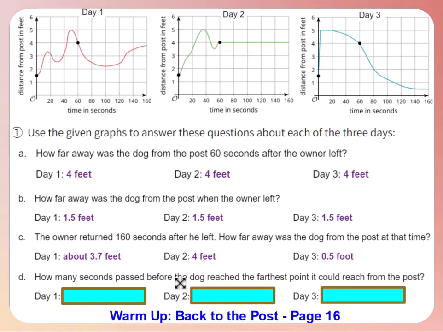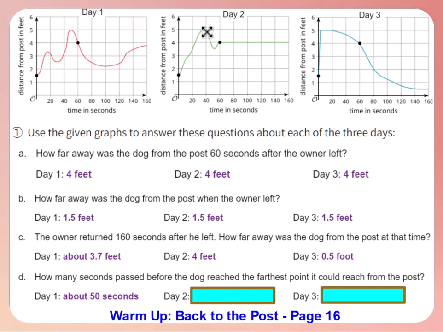Part D, how many seconds passed before the dog reached the farthest point it could reach from the post? So I'm looking at day 1, and we're going to look at the peak. The farthest it can go is 5 feet. Can't go over 5 feet. And that looks like it's somewhere between 40 and 60. So I said about 50, about halfway between.